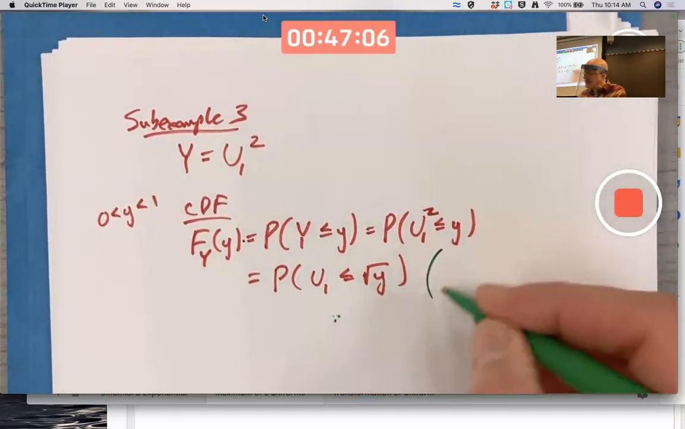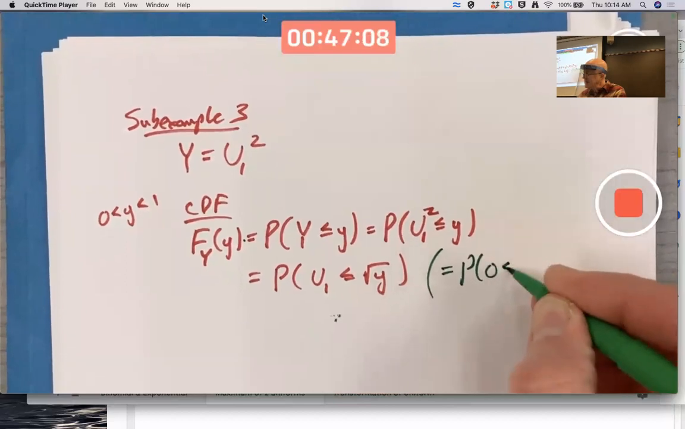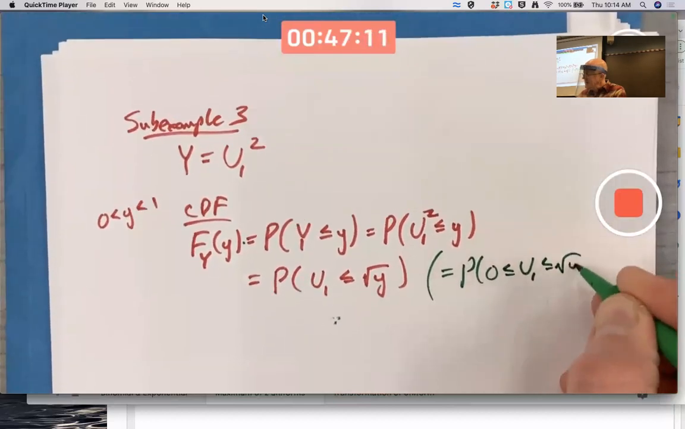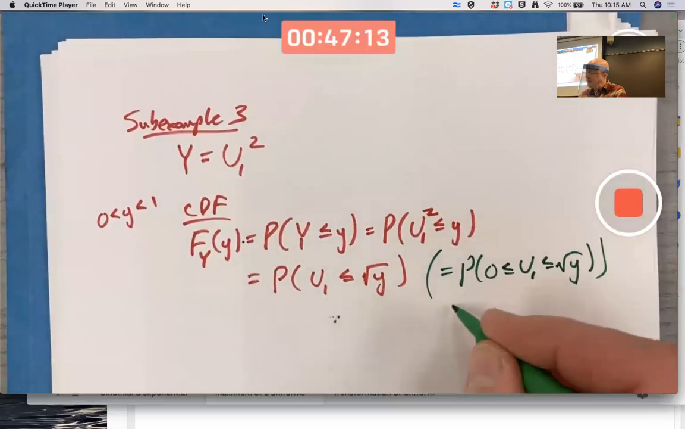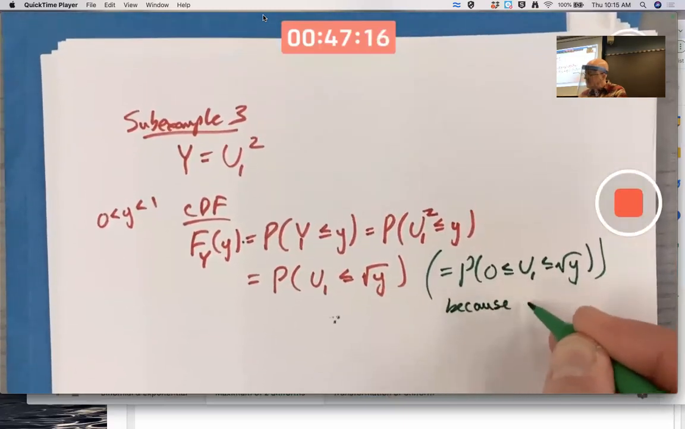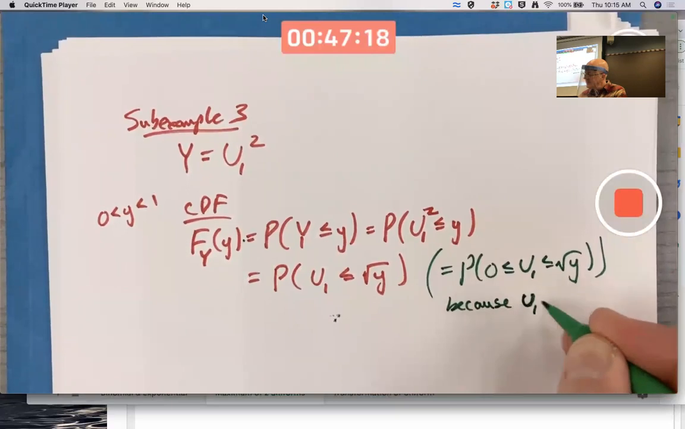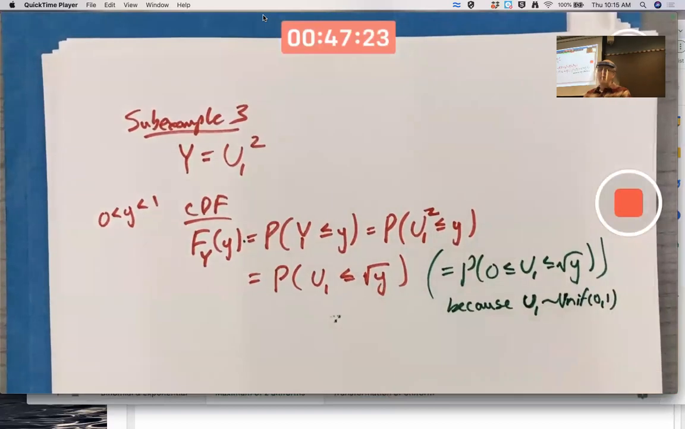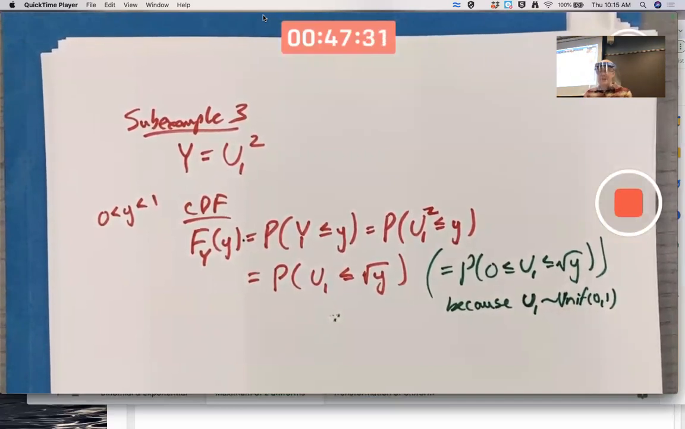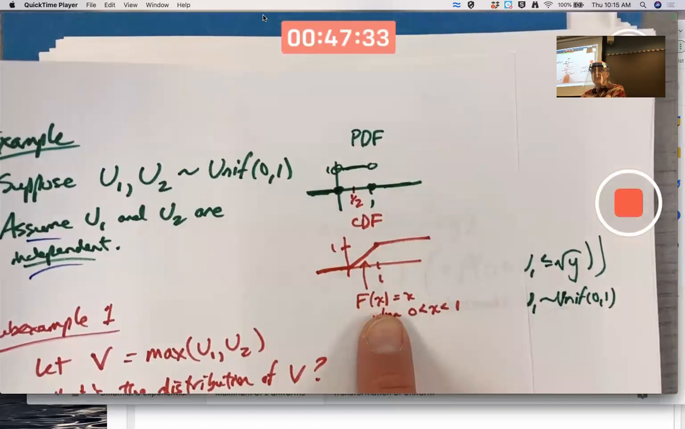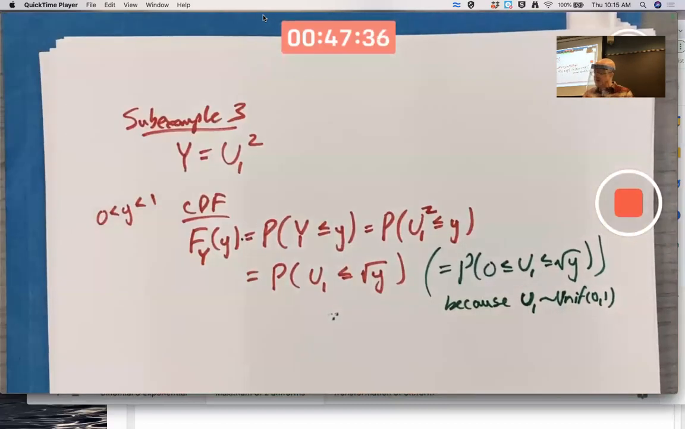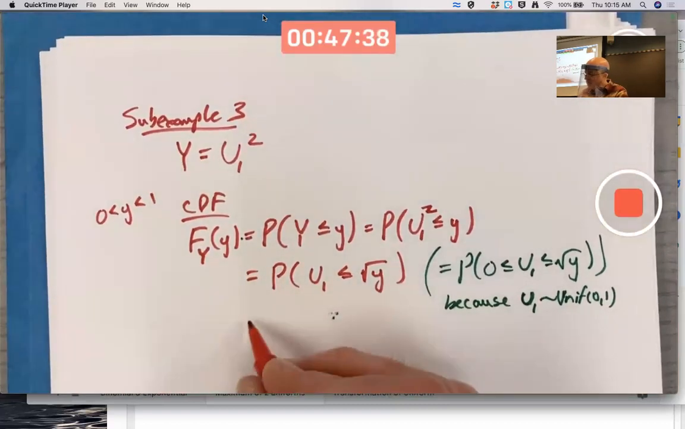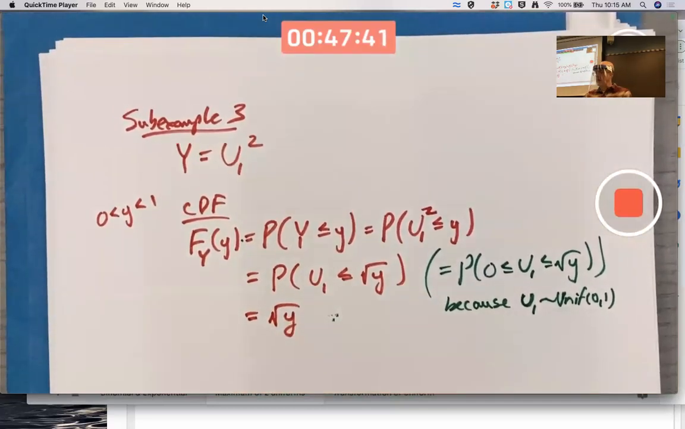As a side comment, this does equal the probability that this is true as well. Those are equal because of the nature of U1. It's uniform 0, 1. And that's going to be related to the CDF of U1, which, as it's always been in all these sub-examples, is the same CDF still, where the output equals the input. This will equal the square root of y, whatever's there.